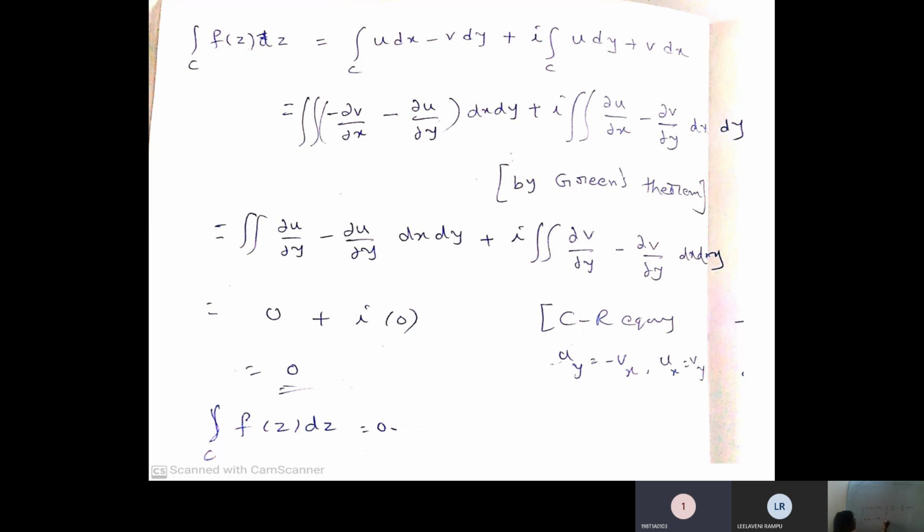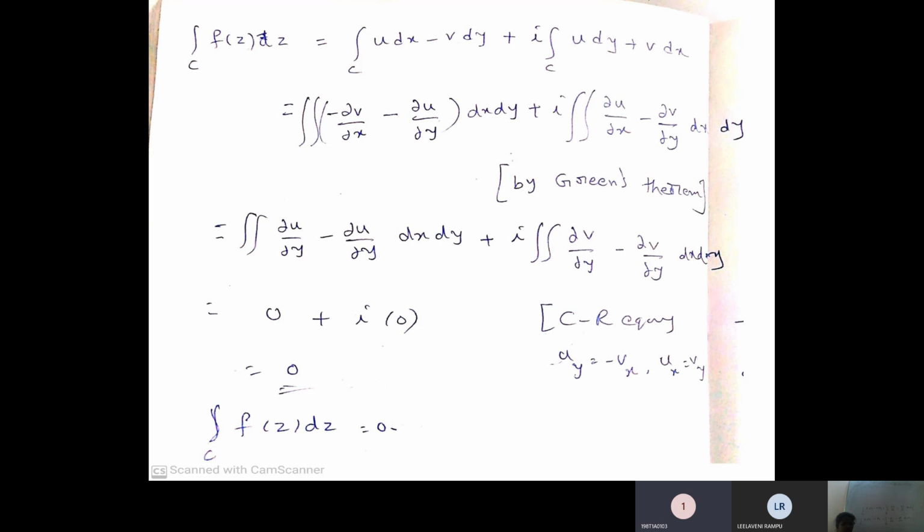Double integral over R of ∂v/∂y... in the place of N, we have minus v. So it is ∂(−v)/∂x, minus ∂u/∂y, dx dy. Is this okay? Yes, this is the statement of Green's theorem. In the place of M, you have u; in the place of N, you have minus v. So ∂N/∂x is ∂(−v)/∂x, that is, minus ∂v/∂x minus ∂u/∂y, dx dy. That is the first part. Already I have written. Next.